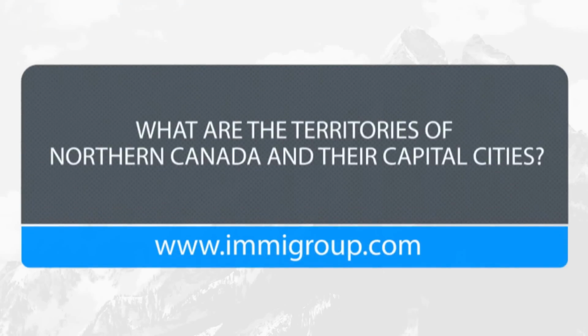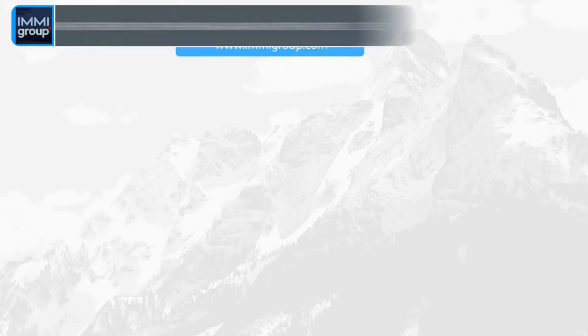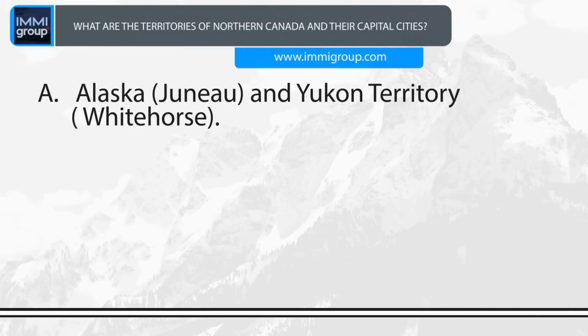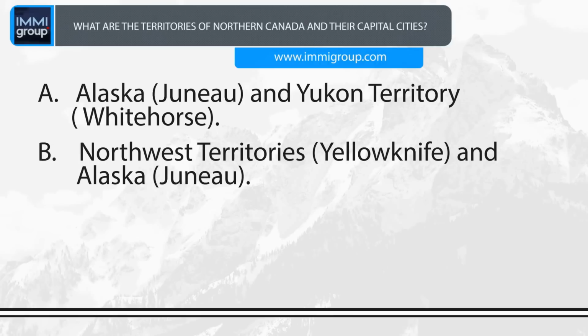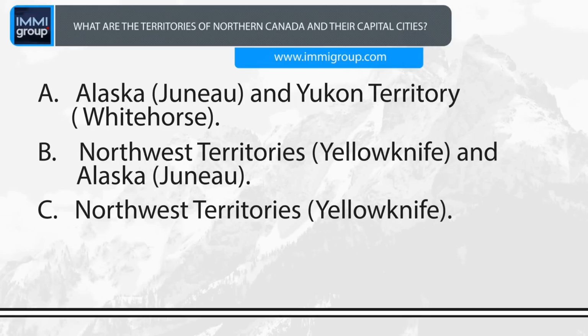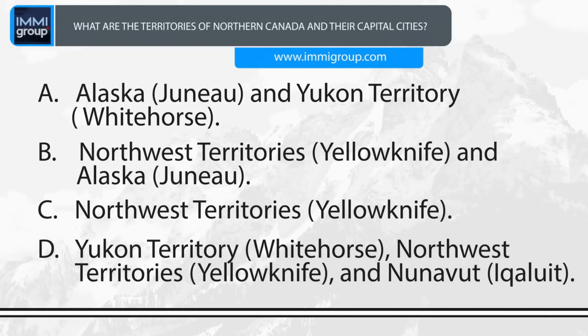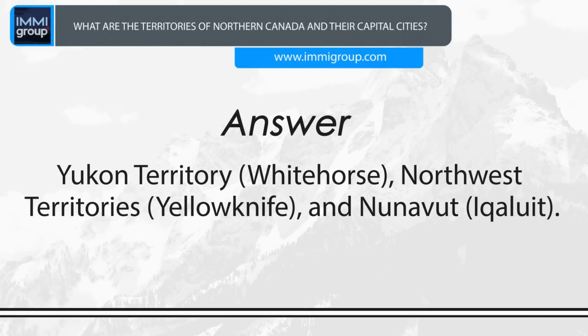What are the territories of Northern Canada and their capitals? A. Alaska, Juneau, and Yukon Territory, Whitehorse. B. Northwest Territories, Yellowknife, and Alaska, Juneau. C. Northwest Territories, Yellowknife. D. Yukon Territory, Whitehorse, Northwest Territories, Yellowknife, and Nunavut, Iqaluit. Answer: Yukon Territory, Whitehorse, Northwest Territories, Yellowknife, and Nunavut, Iqaluit.